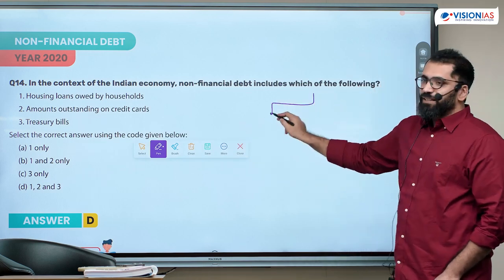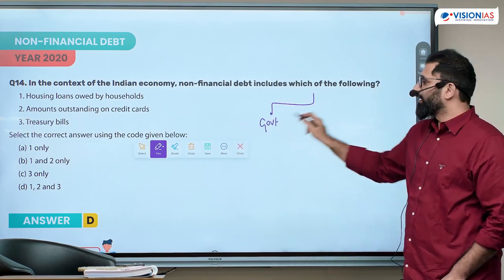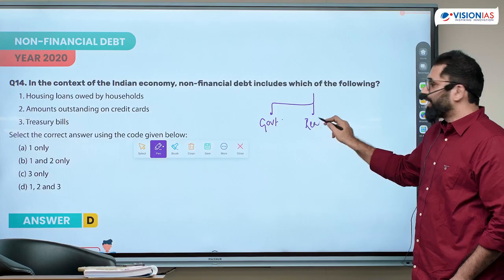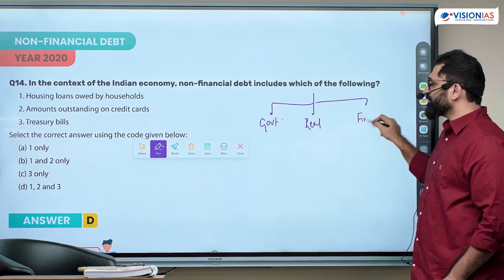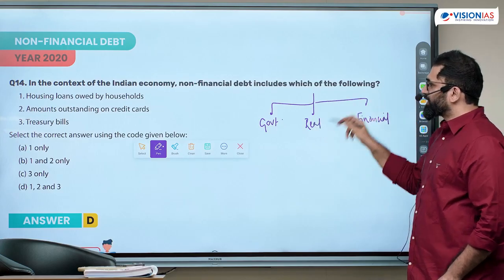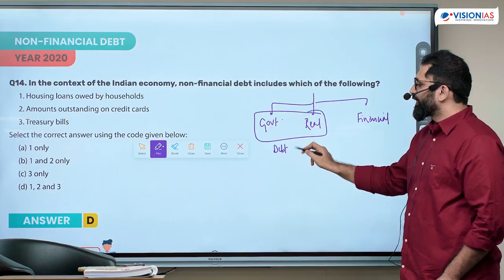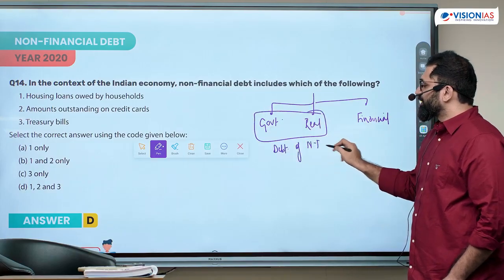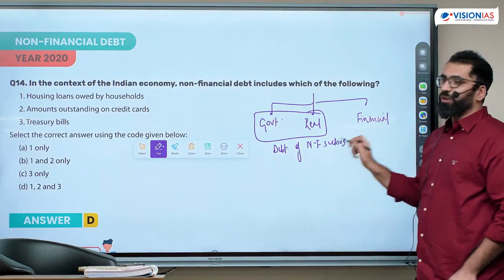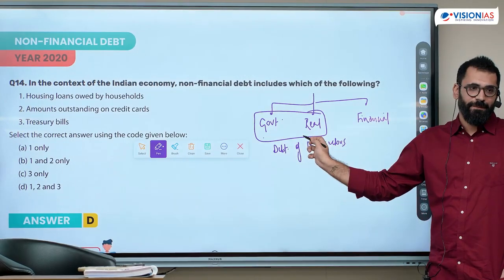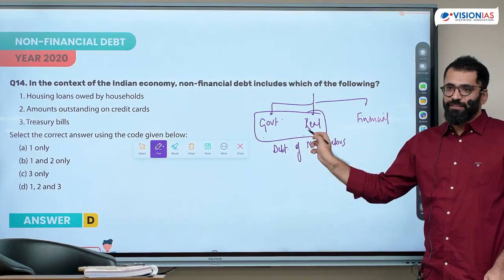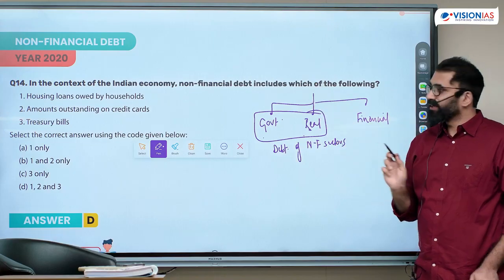I told you there are three sectors. One is government, second is, and the third is, the question is asking debt of non-financial sectors. Non-financial debt can be of these. Debt of the non-financial sector is what non-financial debt they have asked.